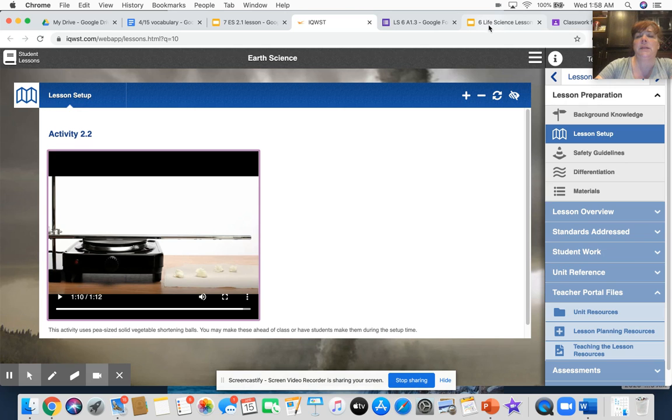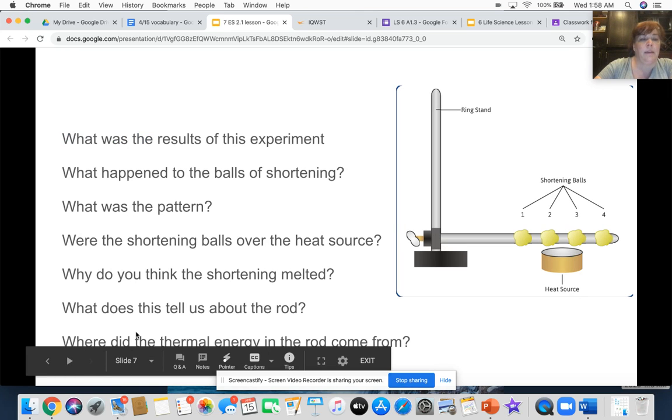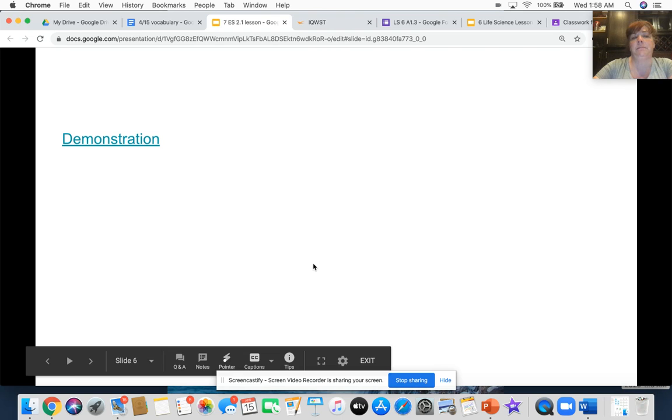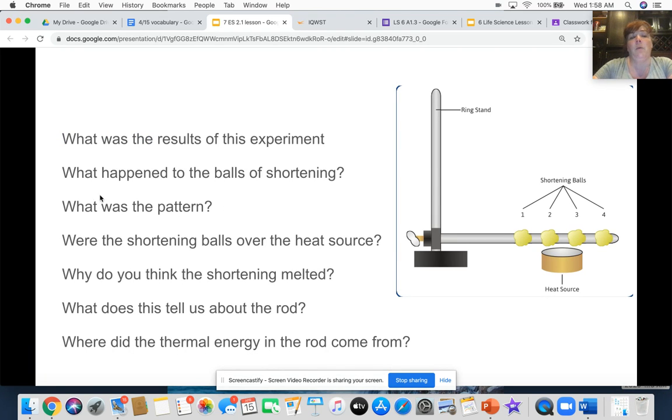All right, let's go back to our lesson. All right, so what were the results of this experiment? Okay, questions that we're thinking about here. What happened to the balls of shortening? What was the pattern? Okay, the pattern: the heat source was here, heat transferred here, and number 1 fell, then 2, then 3, then 4.